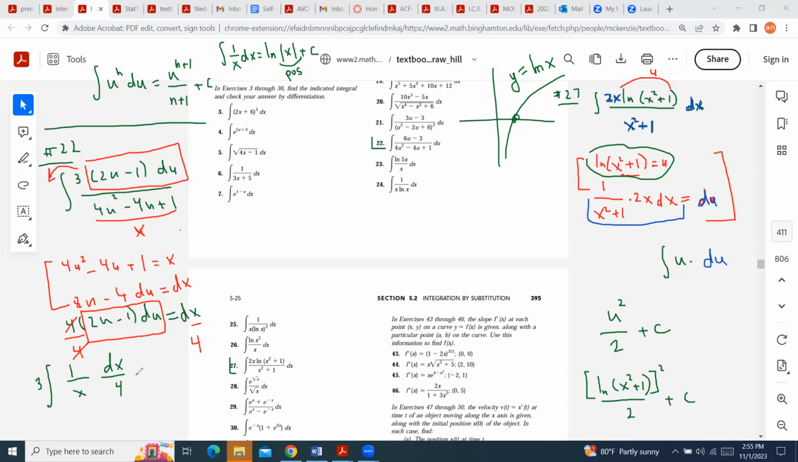So looks like this 3 over 4 will come out. 4 is also constant, but in denominator. ln of x is here, and plus the constant. When it's x, you said its absolute value. Yeah, that's how the formula looks like.